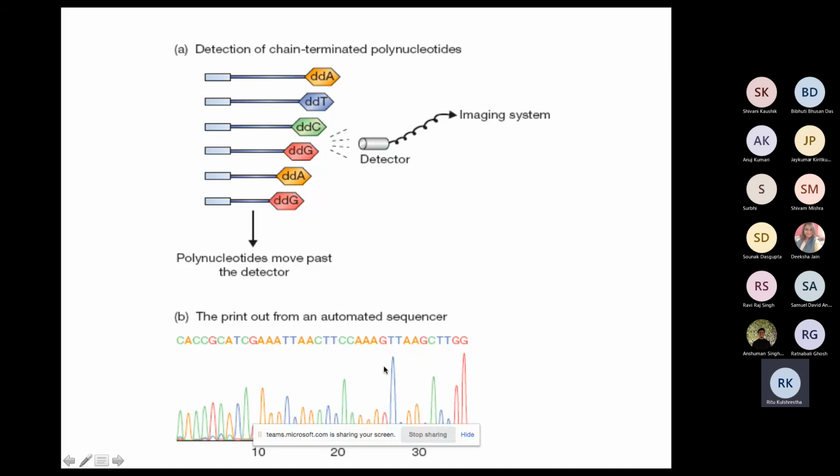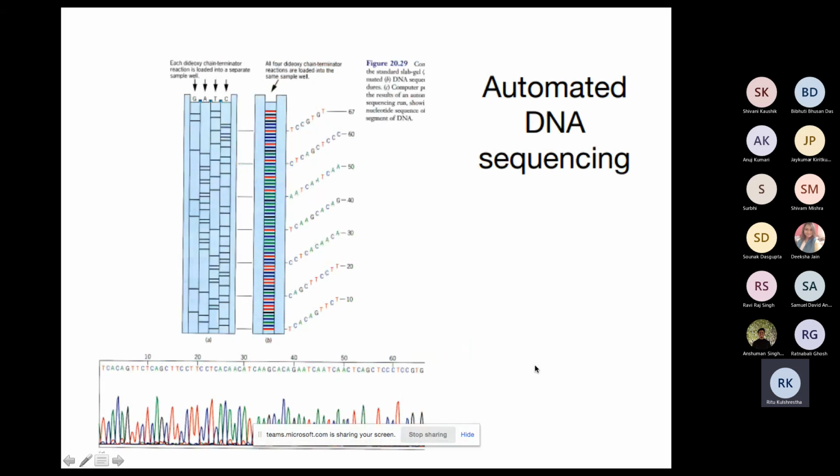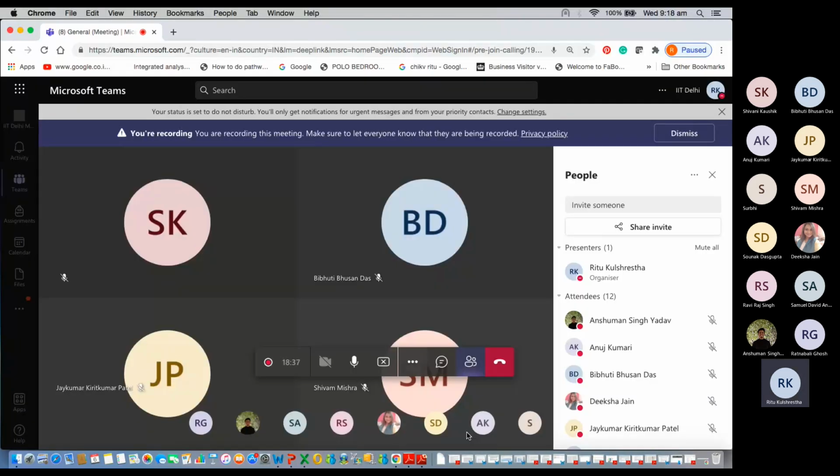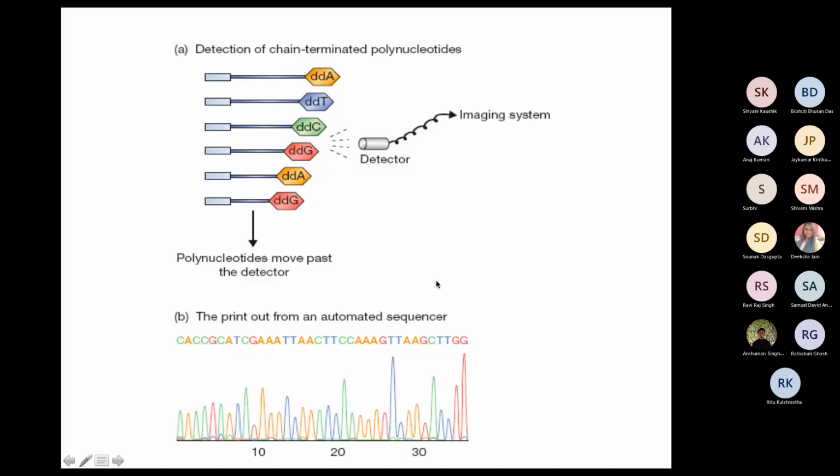But I again want to emphasize that the size of the peak is no indication of multiple nucleotides. Oops, let me just hide it. Can you see my, is this visible?